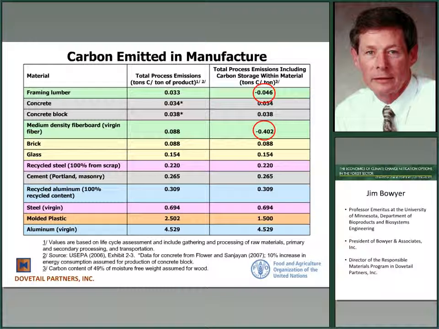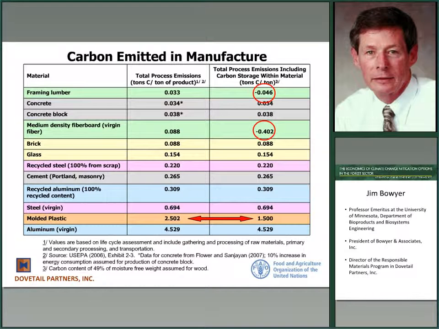In effect, we've got a net negative carbon emission. The only other material in here that has significant carbon storage is plastic. There's a lot of carbon stored in plastic, but of course that's fossil carbon. Now you look at these numbers, and of course you don't use equal tonnages of materials in buildings.